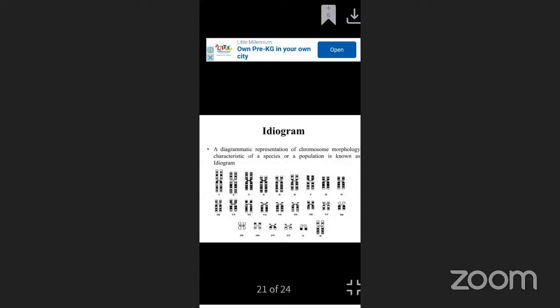The diagrammatic representation of the karyotype of a species is called an ideogram. Generally, in an ideogram, the chromosomes of an organism are ordered according to the size and position of the centromere. It shows the diagrammatic or graphic representation of the karyotype, showing the number, size, and morphology of the chromosomes.